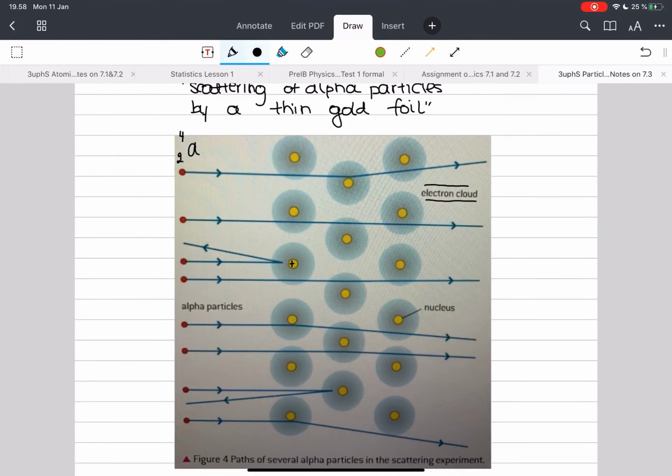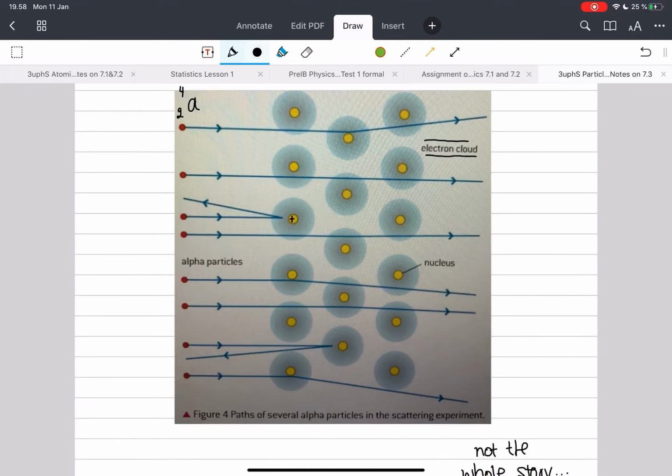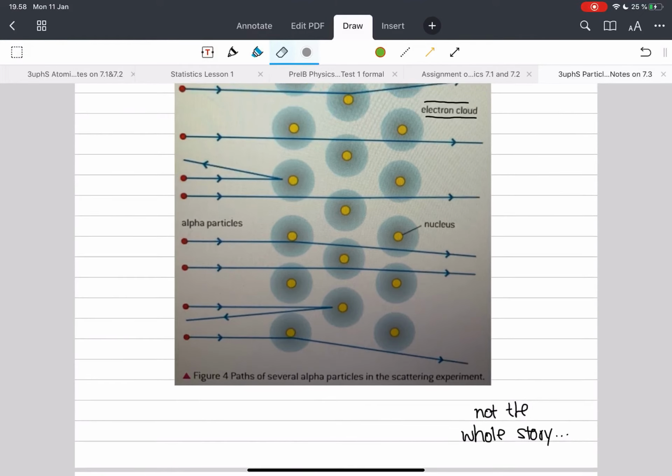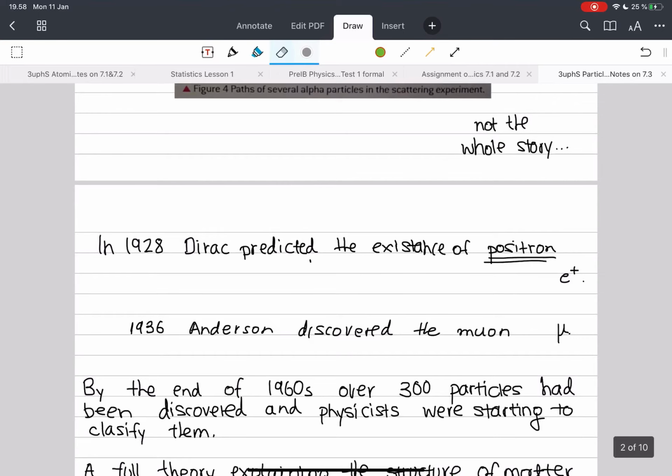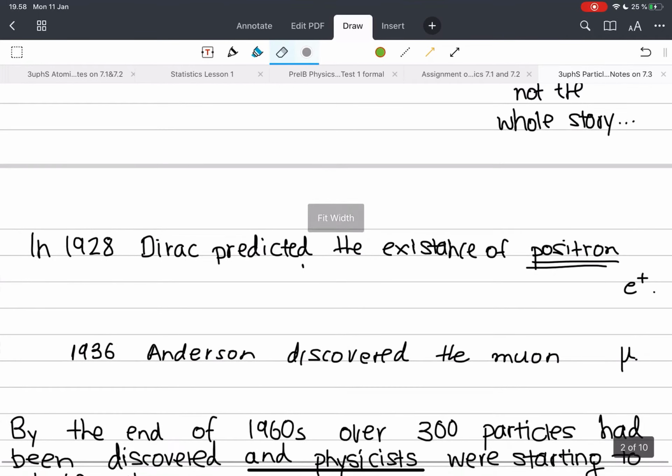So therefore they found out that there is something in the core that is positively charged, and there are also electrons around in the form of a cloud. So they were starting to look into the particles that form an atom. That's not the whole story. However, later on they found out a better view for the atom, and they discovered other particles as well.